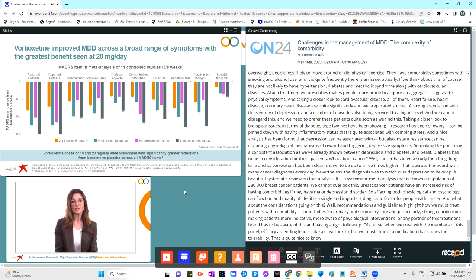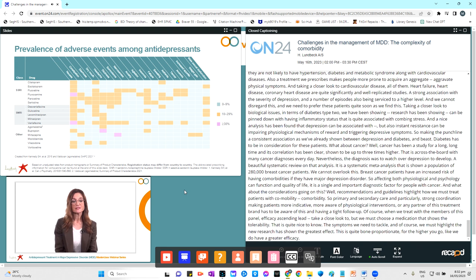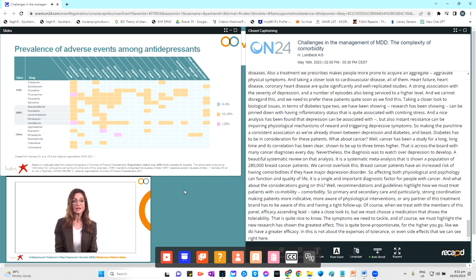And of course, we must highlight that new research has shown the greatest benefit to be at 20 milligrams daily. And this is quite well proportionate. So the higher you go in dose, the more likely it is for you to have a greater efficacy. And this is not at the expense of tolerance or even side effects, as we can see here quite well explained, that the prevalence of adverse effects among antidepressants is quite striking and very well known. And we must choose the ones that have been presenting with less likelihood of adverse events.